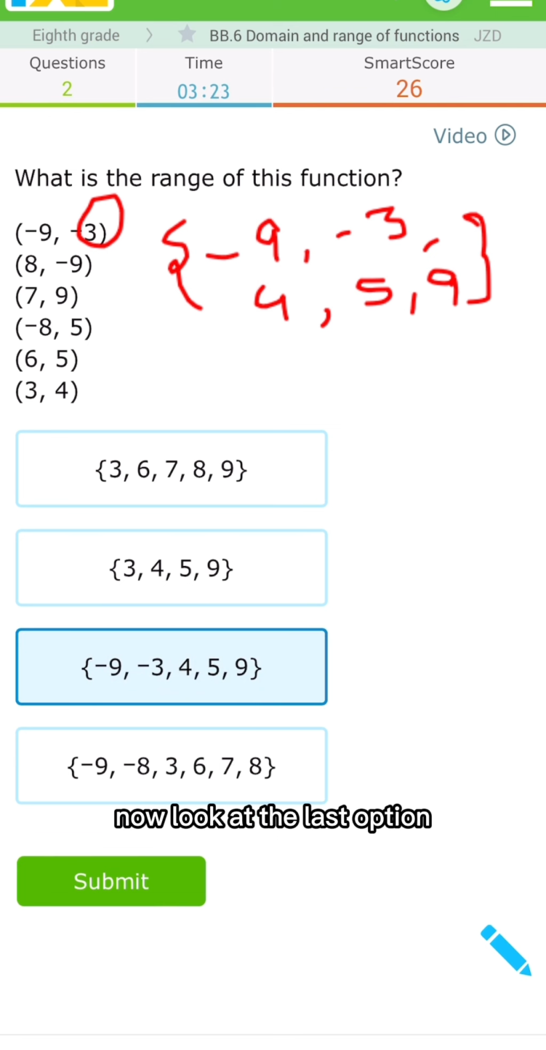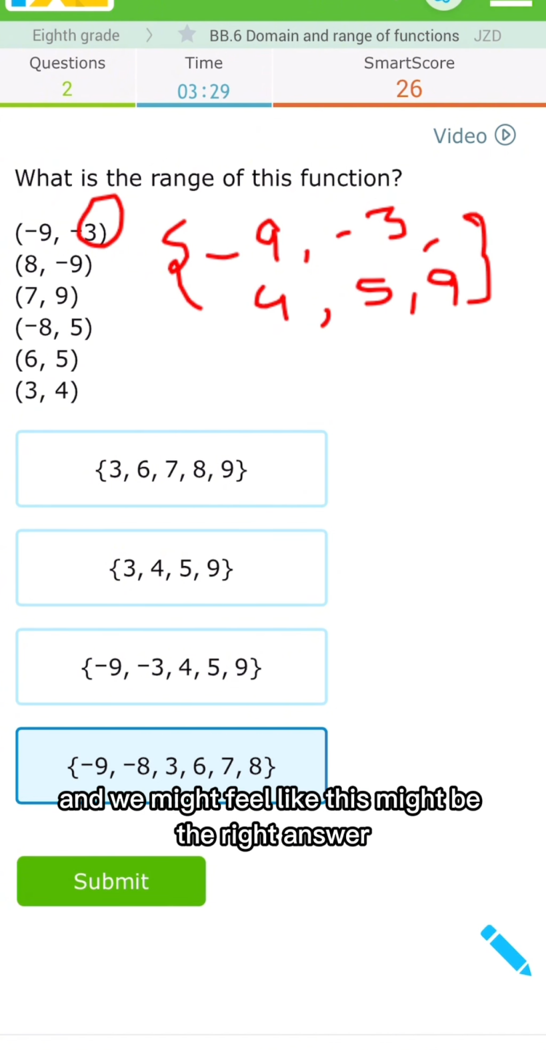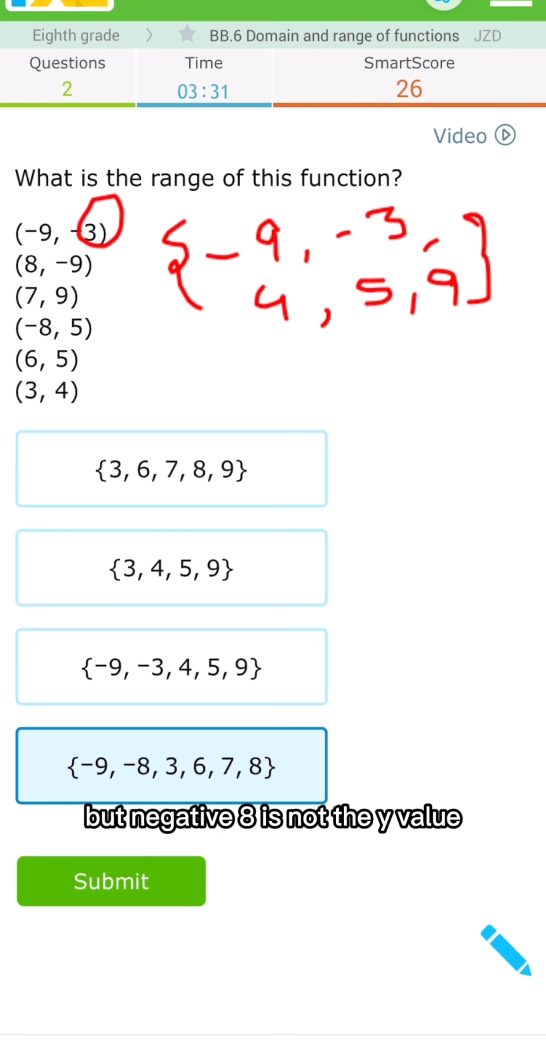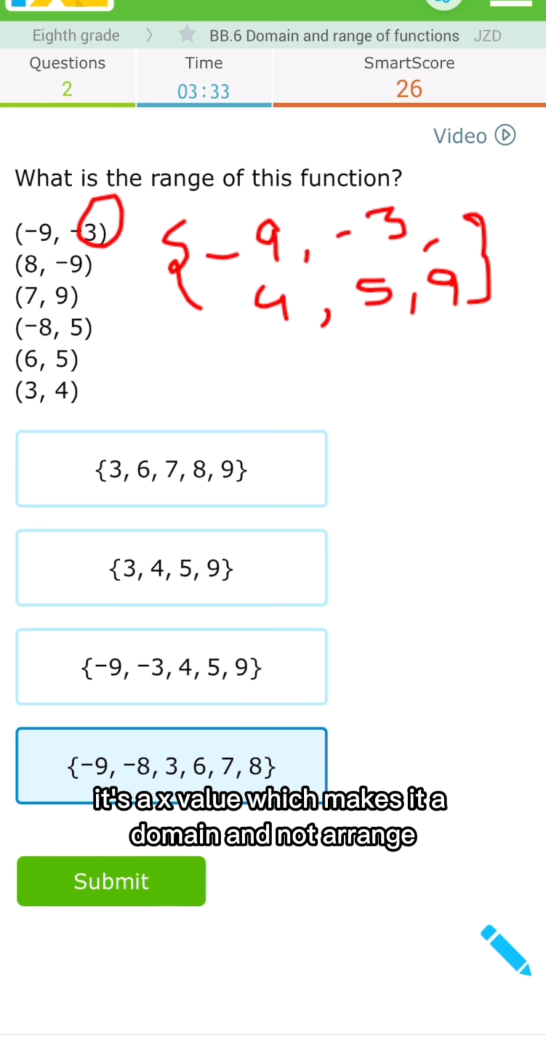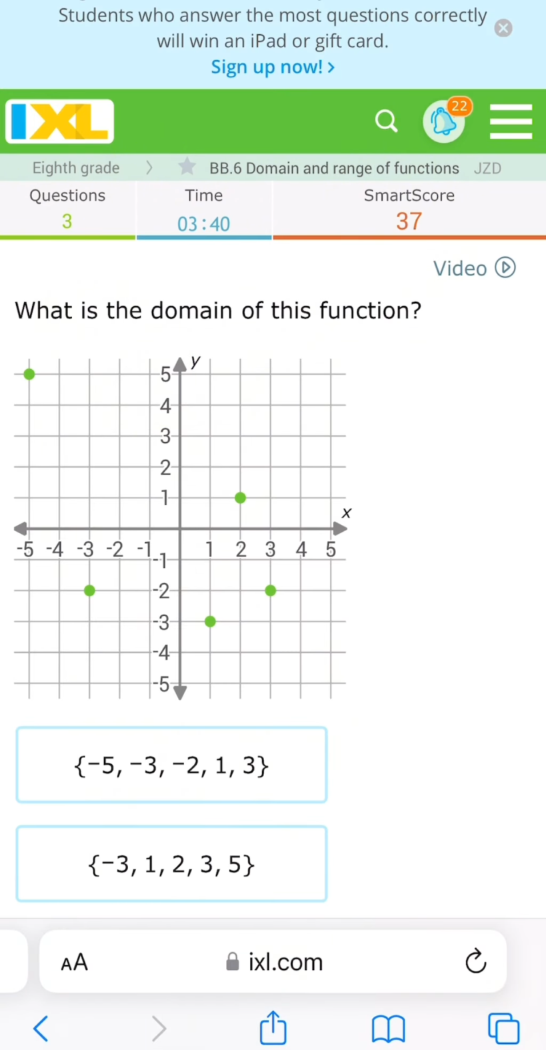Now look at the last option. It could get a little confusing. It has included -8, and we might feel like this might be the right answer, but -8 is not the y value. It's an x value, which makes it a domain and not a range. So this would be my answer.